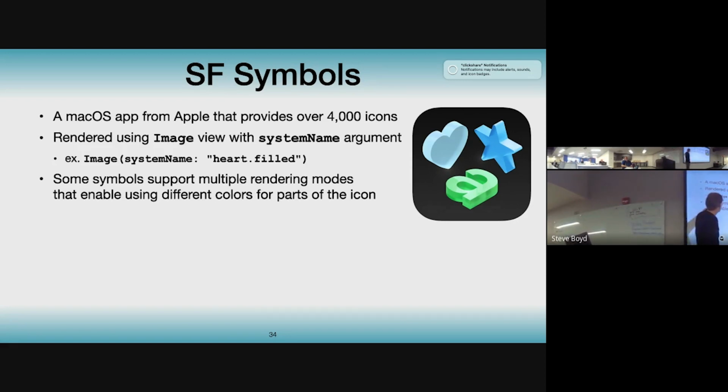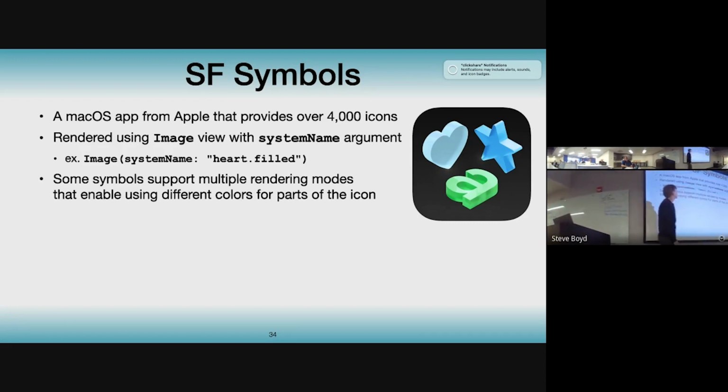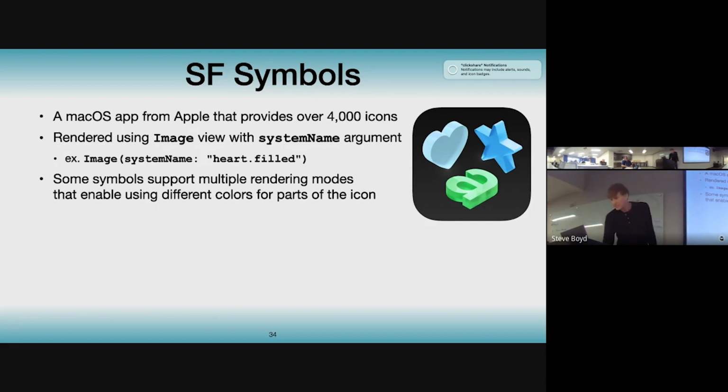So to use one, you just say, I want an image view, and then systemName is what says I want something out of SF Symbols, and then you give the name of it. SF Symbols is actually an app that you can run on your Mac, and you can look through the collection of icons and click on one, and you'll see what its official name is. Some of those symbols have multiple rendering modes, which allows you to have multiple colors inside the icon for different parts of it. And some of them, you can give a percentage value, and that'll change what parts of the icon are actually rendered.